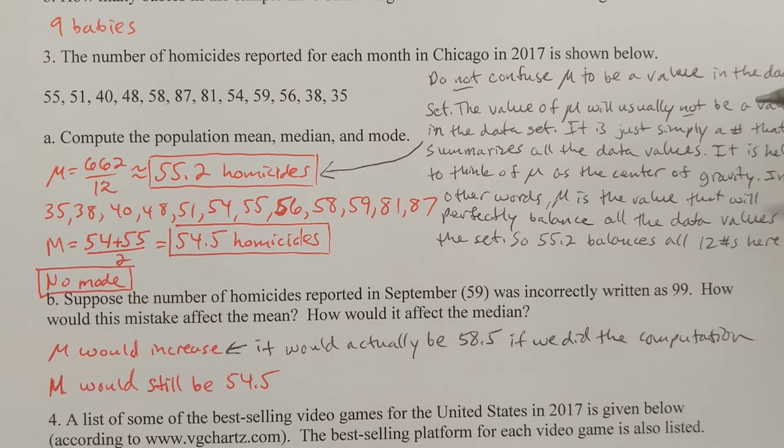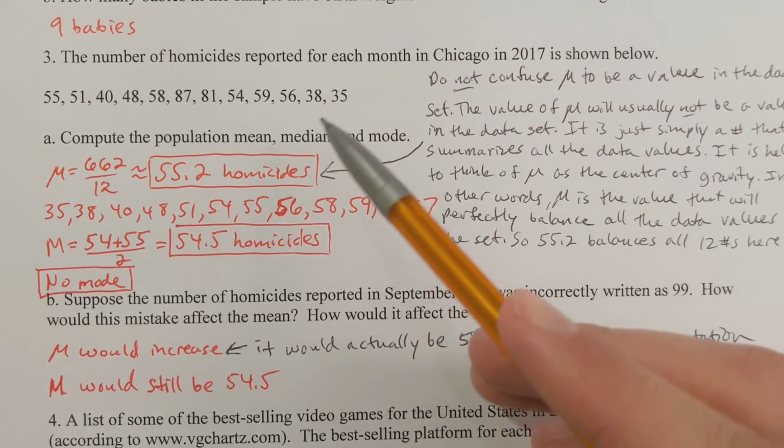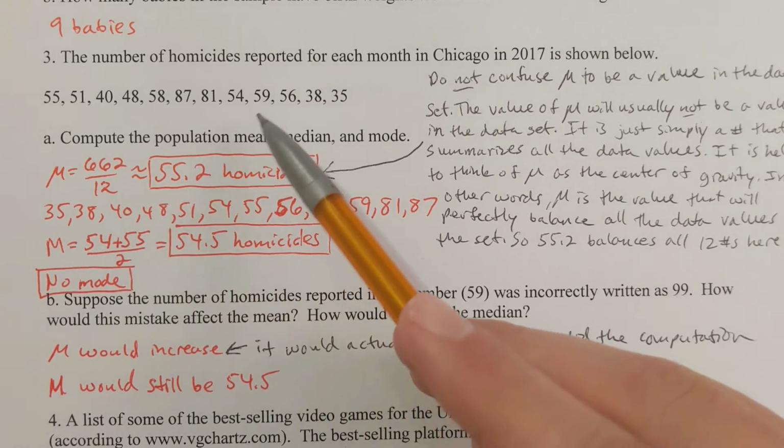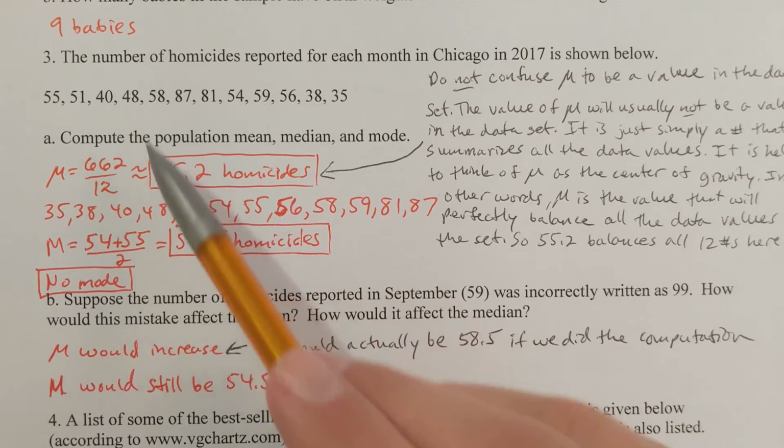To find the median, we need to organize the values from smallest to largest. Okay, so the smallest number is 35, and then 38, and then 40, and then 48. Okay, etc.